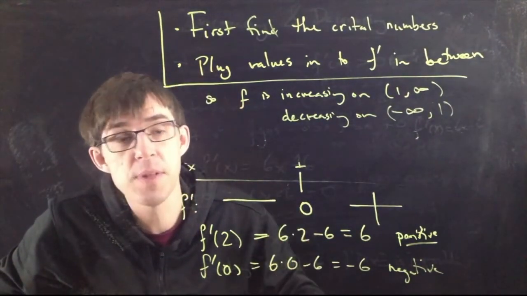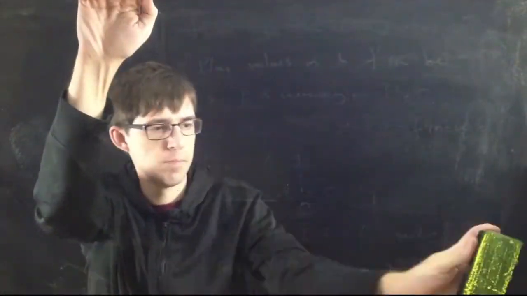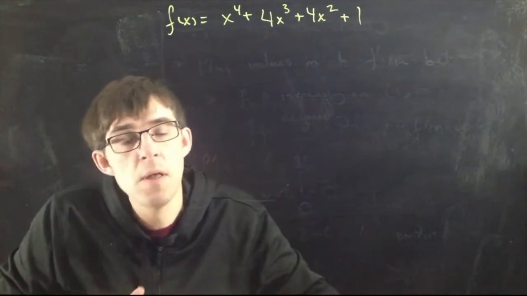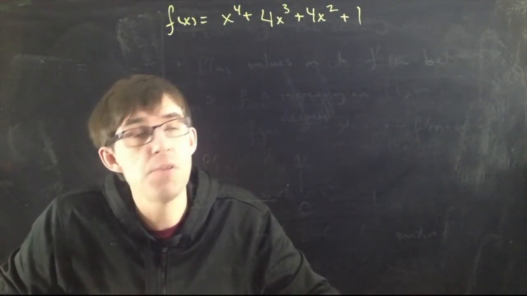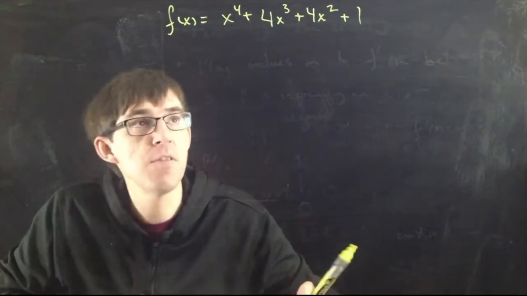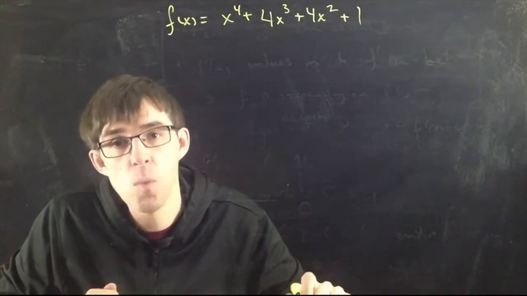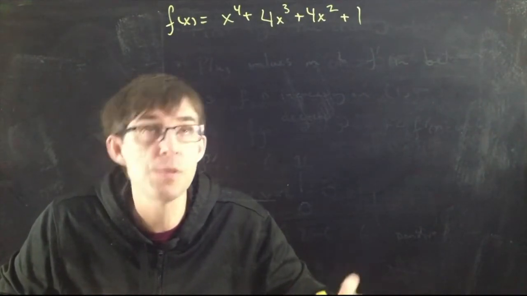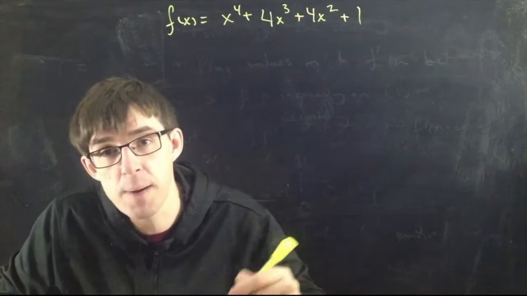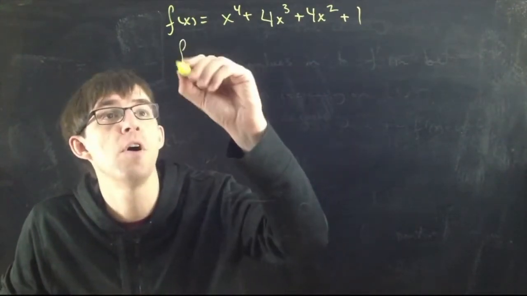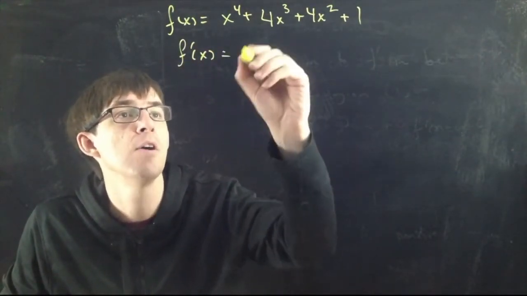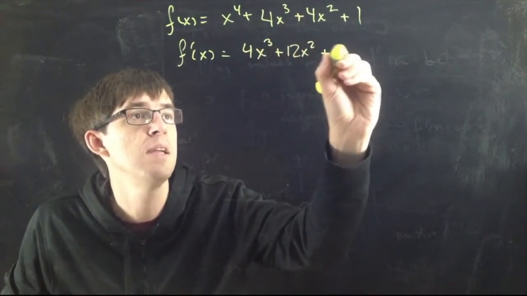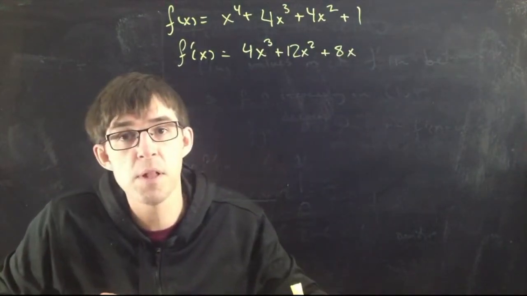Let's try one more example that's a little more complicated. All right, same question. Give me intervals where this function is increasing or decreasing. Here's the function, x to the 4 plus 4x cubed plus 4x squared plus 1. We're going to do the same thing. The first step was find where the derivative equals 0. So you're going to find f prime of x and then set it equal to 0. First of all, f prime of x, this is easy enough. I go 4x cubed plus 12x squared plus 8x, right? That's just a derivative of a polynomial, easy enough.